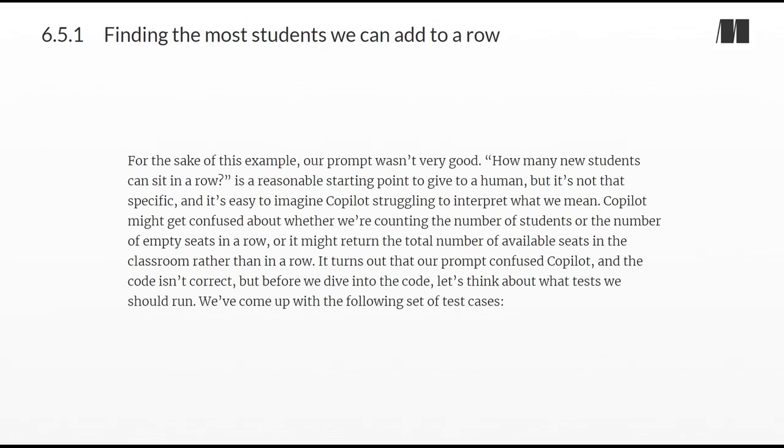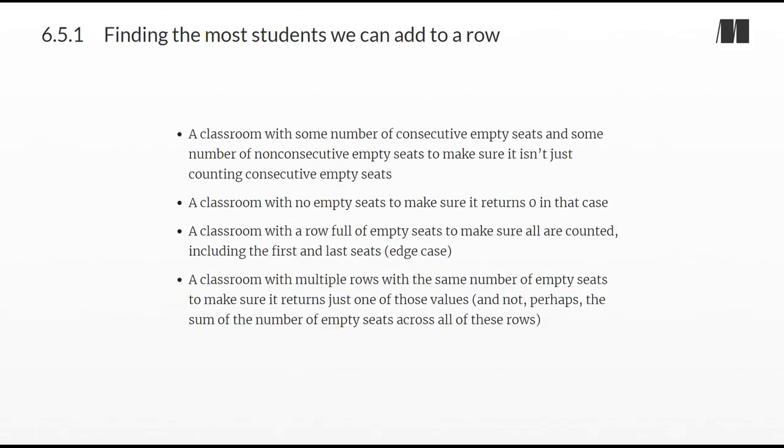But before we dive into the code, let's think about what tests we should run. We've come up with the following set of test cases. A classroom with some number of consecutive empty seats and some number of non-consecutive empty seats to make sure it isn't just counting consecutive empty seats. A classroom with no empty seats to make sure it returns 0 in that case. A classroom with a row full of empty seats to make sure all are counted, including the first and last seats, an edge case. A classroom with multiple rows with the same number of empty seats to make sure it returns just one of those values, and not perhaps the sum of the number of empty seats across all of these rows.